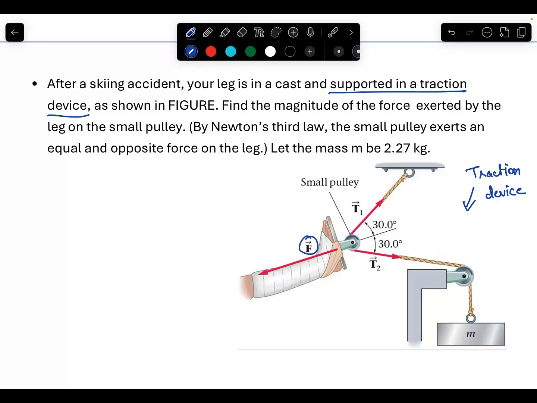So let's break this problem down into multiple chunks. First things first, mass. If I draw the free body diagram for the mass, it has a weight pointing downwards and it's supported by the tension in the rope, so T. Now it's okay for me to assume that there is no acceleration here because this is a traction device and traction devices generally don't move. They support the weight of the leg and they keep it stationary.